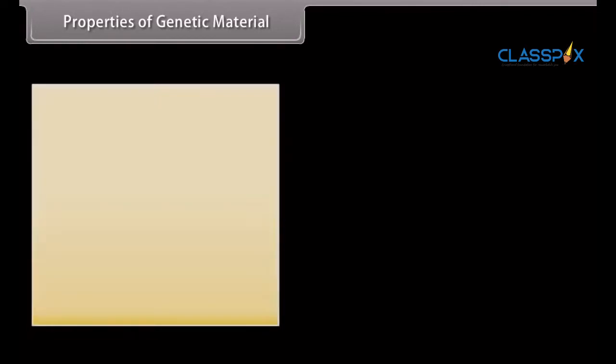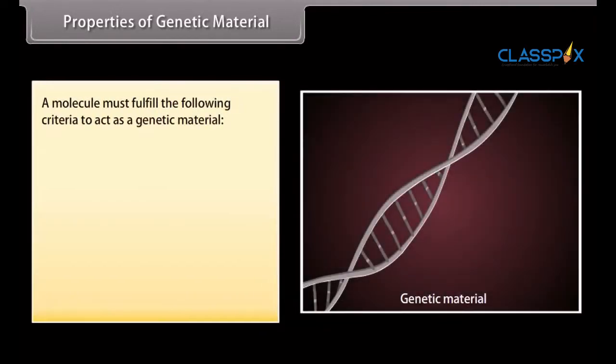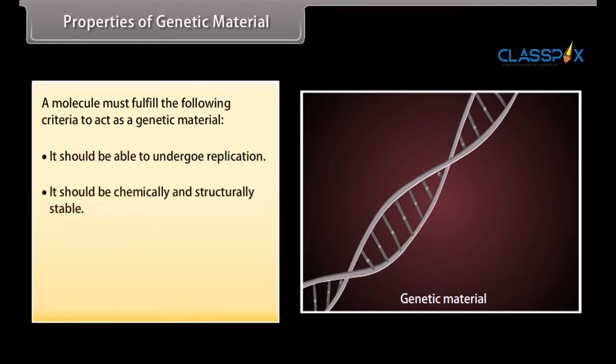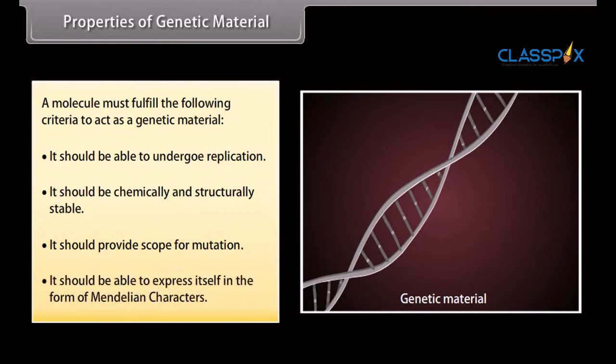Properties of genetic material. A molecule must fulfill the following criteria to act as a genetic material. It should be able to undergo replication. It should be chemically and structurally stable. It should provide scope for mutation. It should be able to express itself in the form of Mendelian characters.